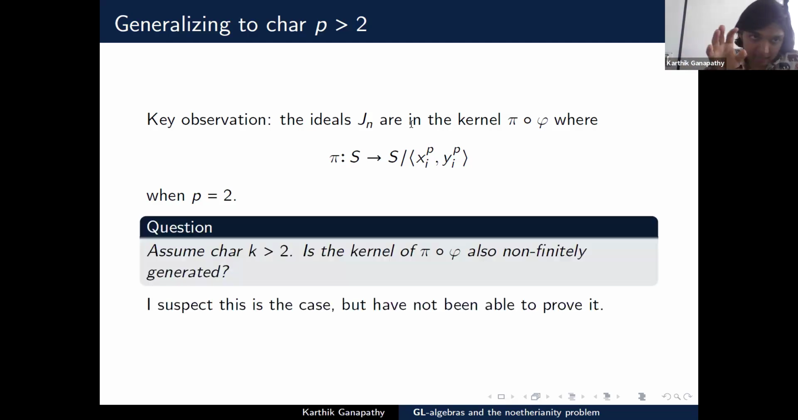But in characteristic k greater than 2, if you look at pi circle phi, I suspect it is also not finitely generated, but the combinatorics becomes much, much more difficult. And I have not been able to get a full handle on it, and I don't have a good explanation. In the characteristic 2 case, I could say that you can just kill all the cycles. But in characteristic even 3, I don't really know how to get at a good infinite chain of graphs which are all in the kernel and don't generate each other.